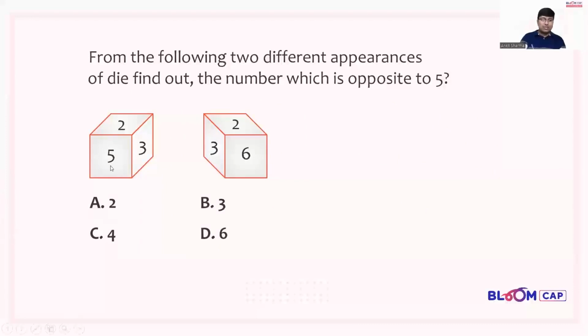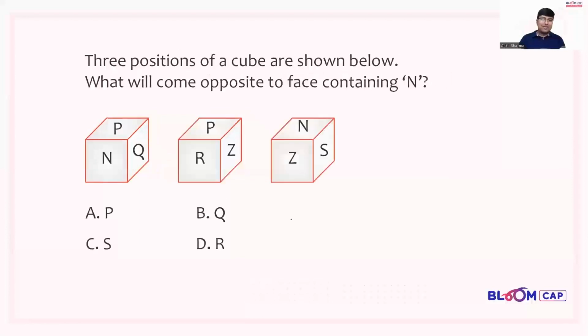In these two questions, just apply the property of two faces common. 3 and 2, 3 and 2 are common. Now, which will come opposite to the face containing N? Other than N, P and Q are there. Can you see P and Q anywhere together? No. Okay, no worries.